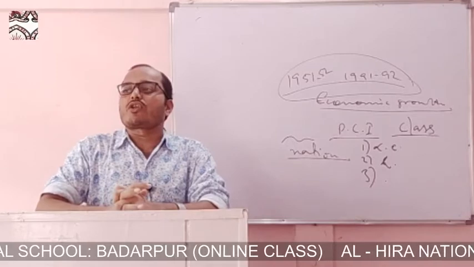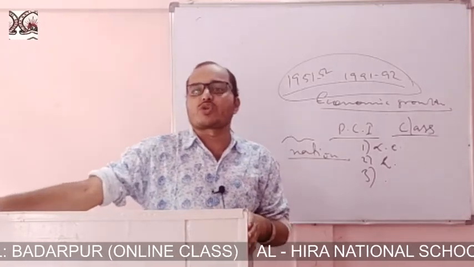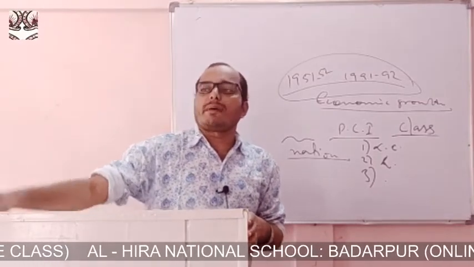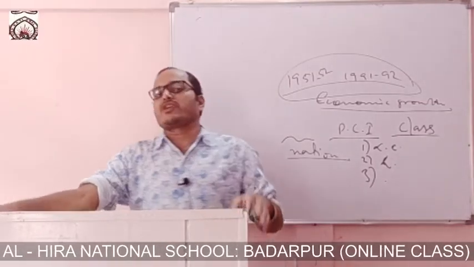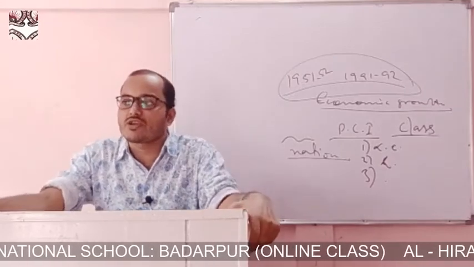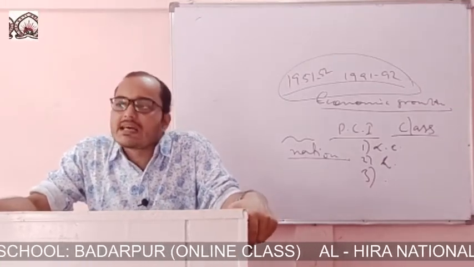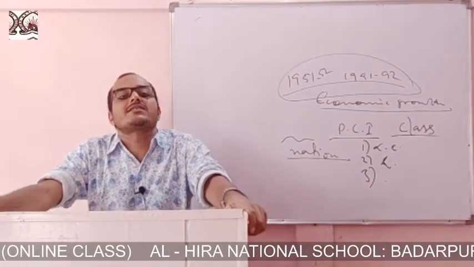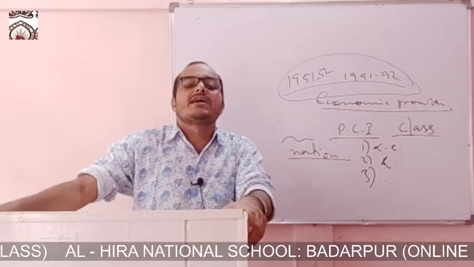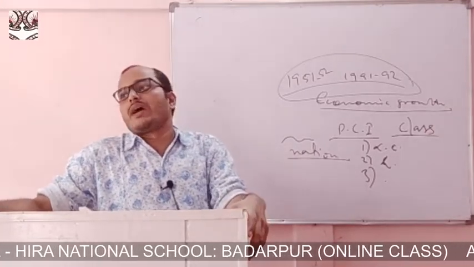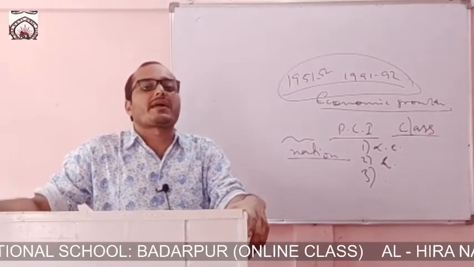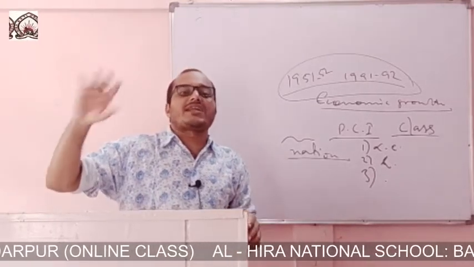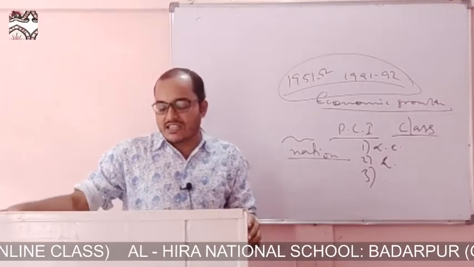Then the first phase of the economy, 1951-52 to 1991-92. We saw that here mainly the public sector played a major and important role, while the private sector was in second place. The objective was to achieve social justice, to be self-reliant, and to achieve economic growth, meaning to raise the level of per capita income. So these were the objectives of the first phase of the Indian economy.